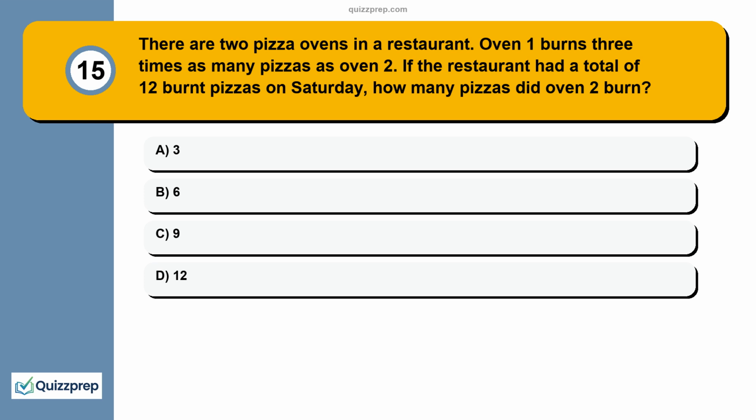Question 15. There are two pizza ovens in a restaurant. Oven 1 burns 3 times as many pizzas as oven 2. If the restaurant had a total of 12 burned pizzas on Saturday, how many pizzas did oven 2 burn? 3, 6, 9, 12.